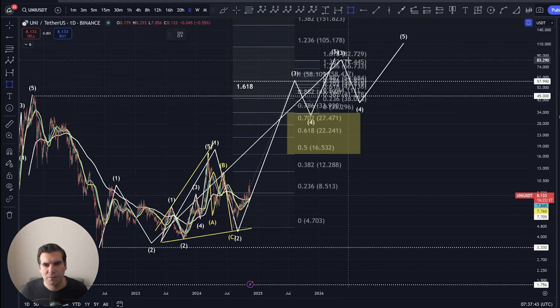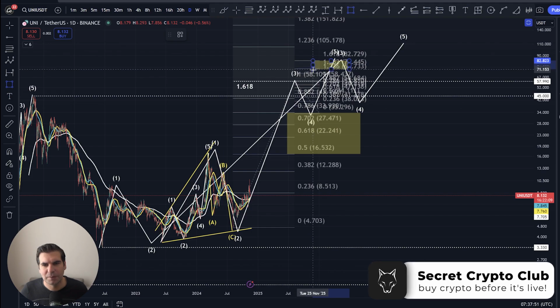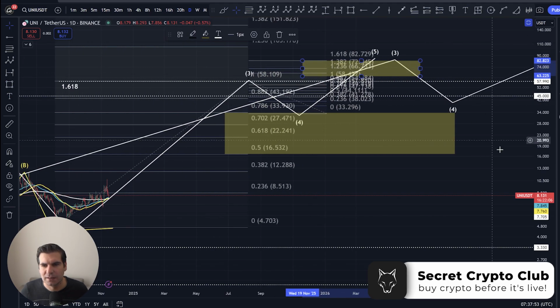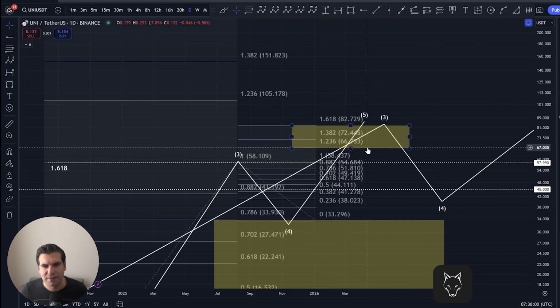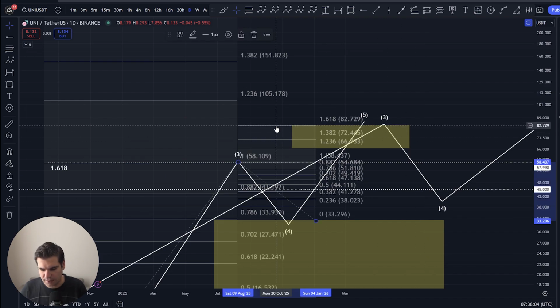fifth wave move for our wave 3 and our first initial all-time high target range would have to come in between, let me go ahead and zoom in here and make this a little bit clearer because I can't quite see all the levels, be right here. So basically we'd be looking for 66.73 to 82.72. Okay, that's going to be the first target.